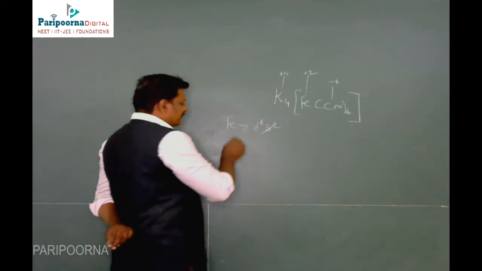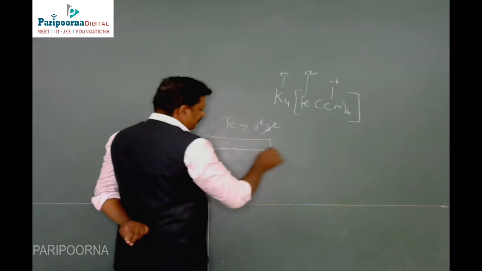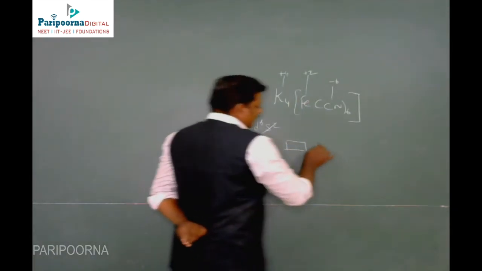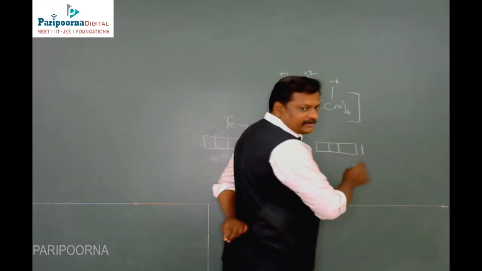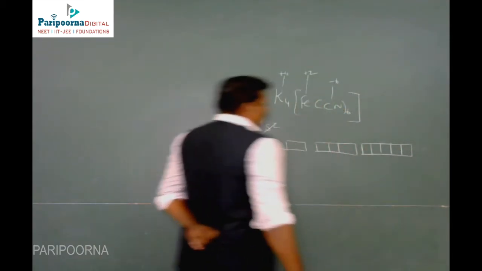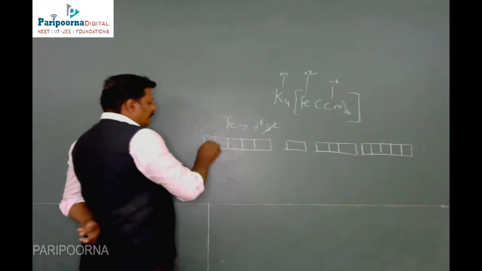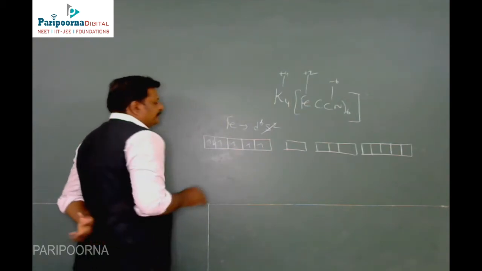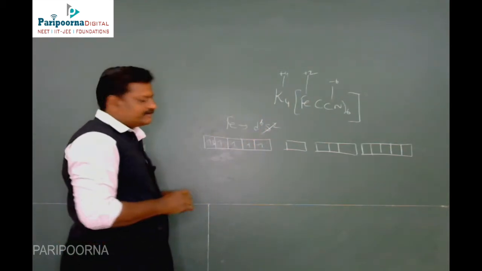Then I can draw the orbitals. First I draw the d orbitals, there will be 5 boxes. Then the s orbital, then the p orbital, and finally once again the d orbital. Then I can fill the electrons: 1, 2, 3, 4, 5, then 6. These are the number of electrons in the d orbitals.